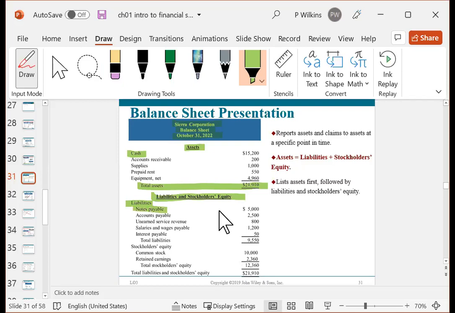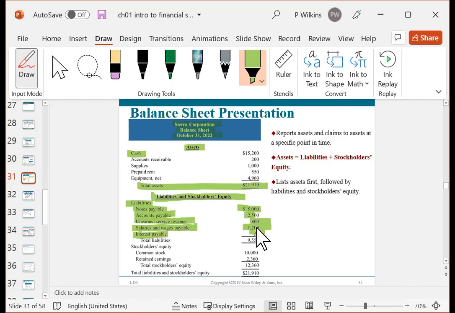So we've got notes payable, and they've got $5,000. We've got accounts payable. They've got $2,500. We've got unearned service revenue. They've got $800. And unearned service revenue would be that people have paid us money to provide a service, but we haven't provided the service yet. So if they cancel the service, we need to give them that money back. So we're liable to give it back until we provide the service. Salaries and wages payable, $1,200, and then interest payable, $50.